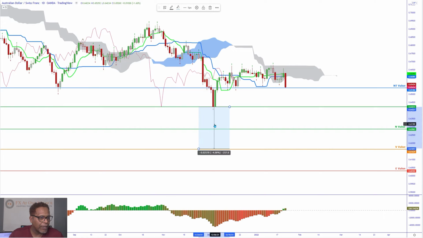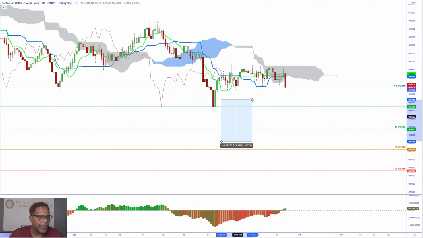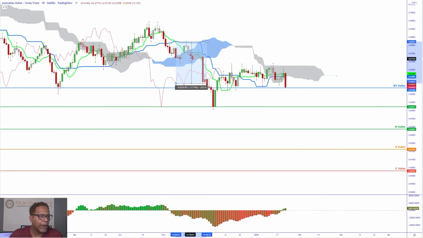So finally, you want to see your very last value, which is your NT level. You're going to go from this top. So you're going to go from 1. You're not going to go to 2. You're going to go to 3.